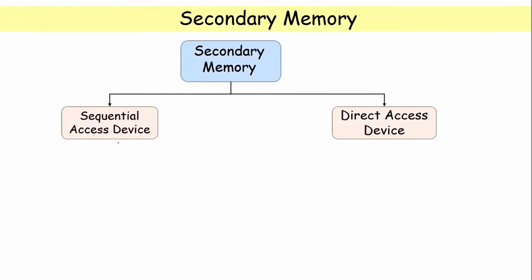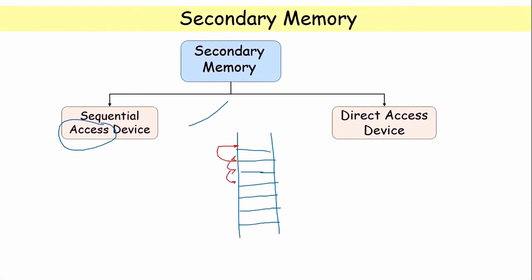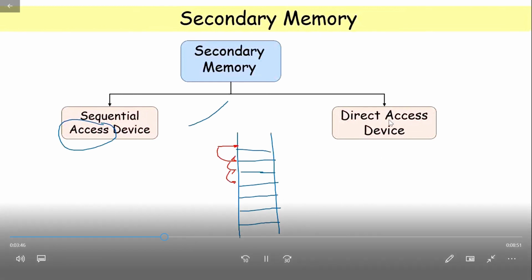Secondary memory has two types. One is the sequential access device, and the other is the direct access device. Here we show how the data is accessed in sequential access devices, one after the other. In a direct access device, we can access any part of the memory directly. But in sequential access devices, we must access the data one after the other.